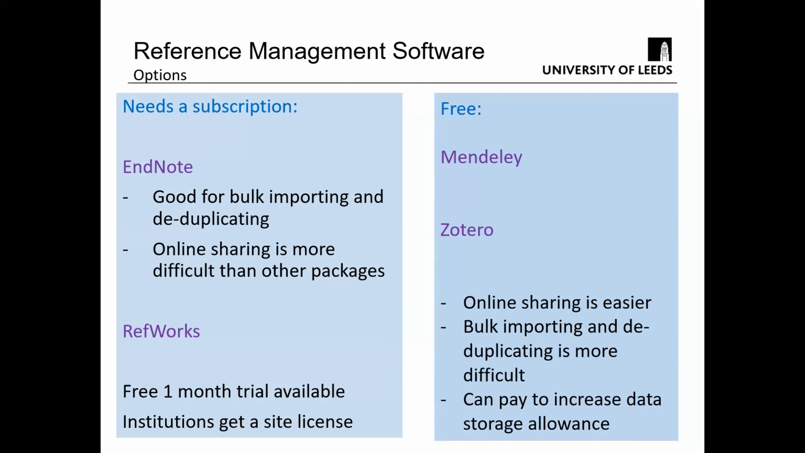Refworks is a subscription one, which is quite a bit cheaper than Endnote. So many libraries subscribe to Refworks and then make that free to their staff and students. For both Endnote and Refworks, there's a 1 month free trial. Yeah, that can be useful. So if you don't have access to Endnote, but you want to use it for a review, then you could just get the 1 month free trial and do all of the bulk importing and deduplicating, and then take that file and put it in Mendeley for carrying on your use with that.